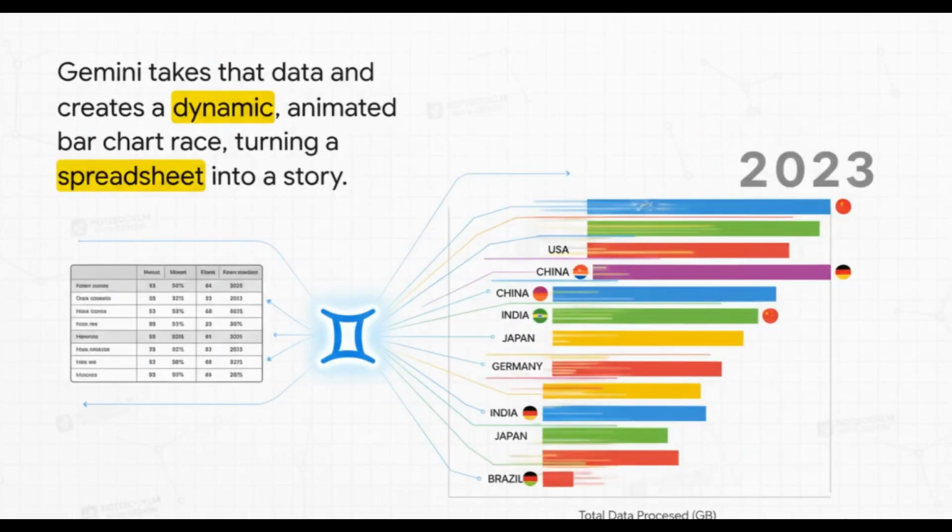So now we copy that table, we paste it into Gemini, and we give it a simple prompt. Using this data, create an animated bar chart race. And boom, look at the result. It's fun, it's dynamic, and it tells the story of decades of economic change in just a few seconds. This is how you make data engaging. You've gone from a spreadsheet to an actual story.